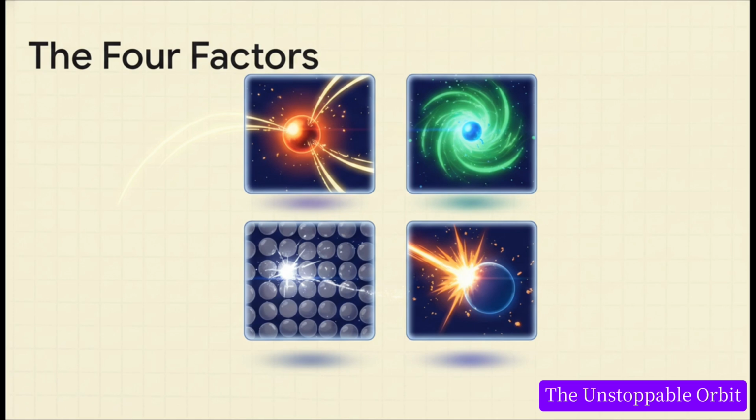Then we have p, resonance escape. This is the critical probability that a slowing neutron doesn't get prematurely swallowed up by the wrong atoms while it's just trying to hit the right speed. And finally, epsilon. This is a tiny little bonus factor for those super rare fast neutrons that somehow manage to cause a fission before they even slow down.